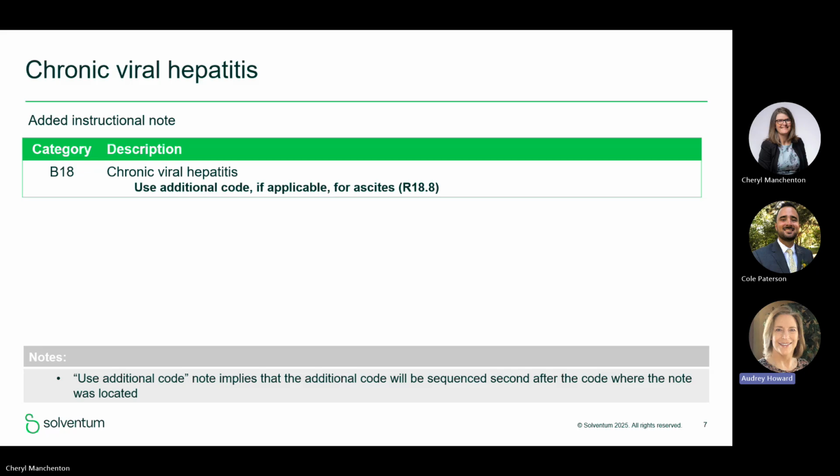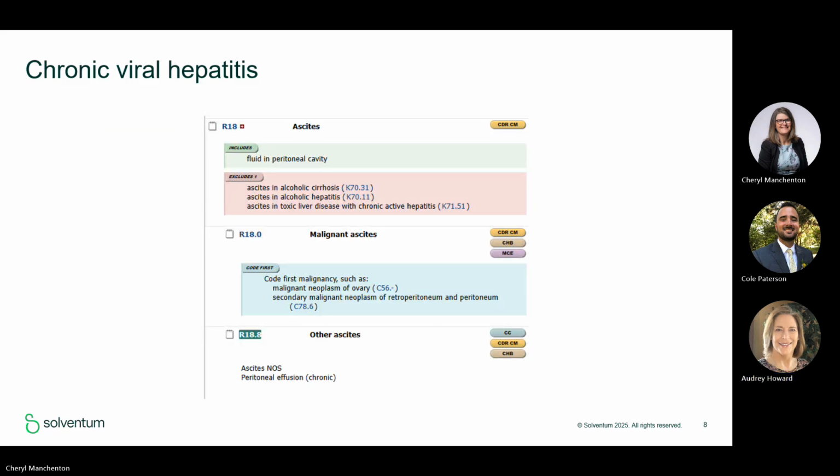And then on the next slide, you'll see the tabular list related to ascites, category R18. As you can see, the current Excludes1 note does not exclude the coding of ascites with chronic viral hepatitis, but it does exclude it when present in certain other conditions. Now, Cheryl will explain how this new coding instructional note may impact quality.